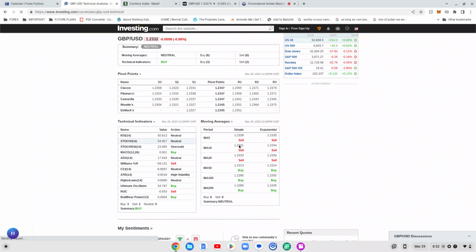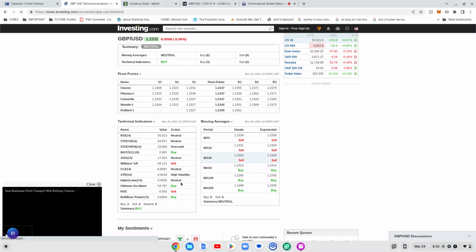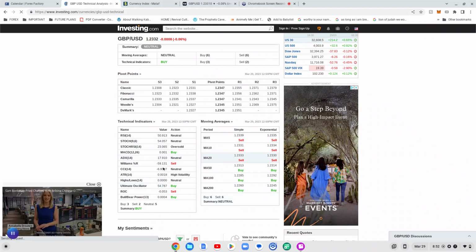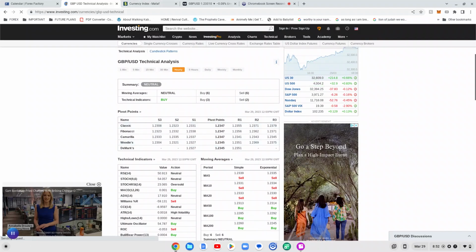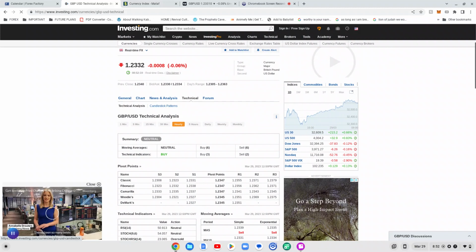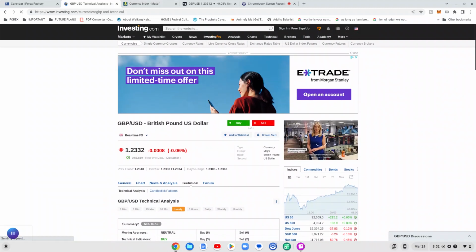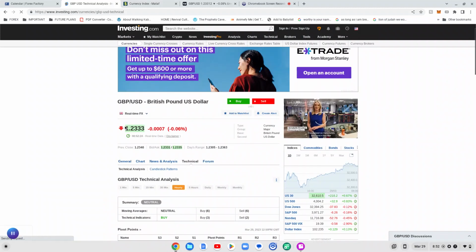Right now, GU is pretty neutral. I entered into the trade, but we'll see how it goes. It's pretty neutral right now. Some are saying buy, some are saying sell, and it's Wednesday, so usually on Wednesdays there's reversals going on. So we'll see what happens. But yeah, that is basically investing.com. It is the GOAT.